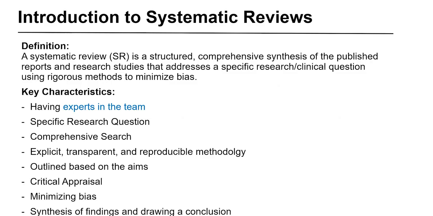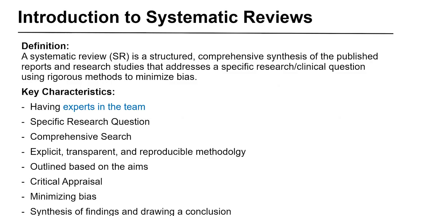A specific research question is a very important part of any scientific paper, including systematic reviews. A comprehensive search is obviously needed for a comprehensive systematic review, which should include all or almost all the important data available in the literature. Explicit, transparent, and reproducible methodology. Outline based on the aims of the study.